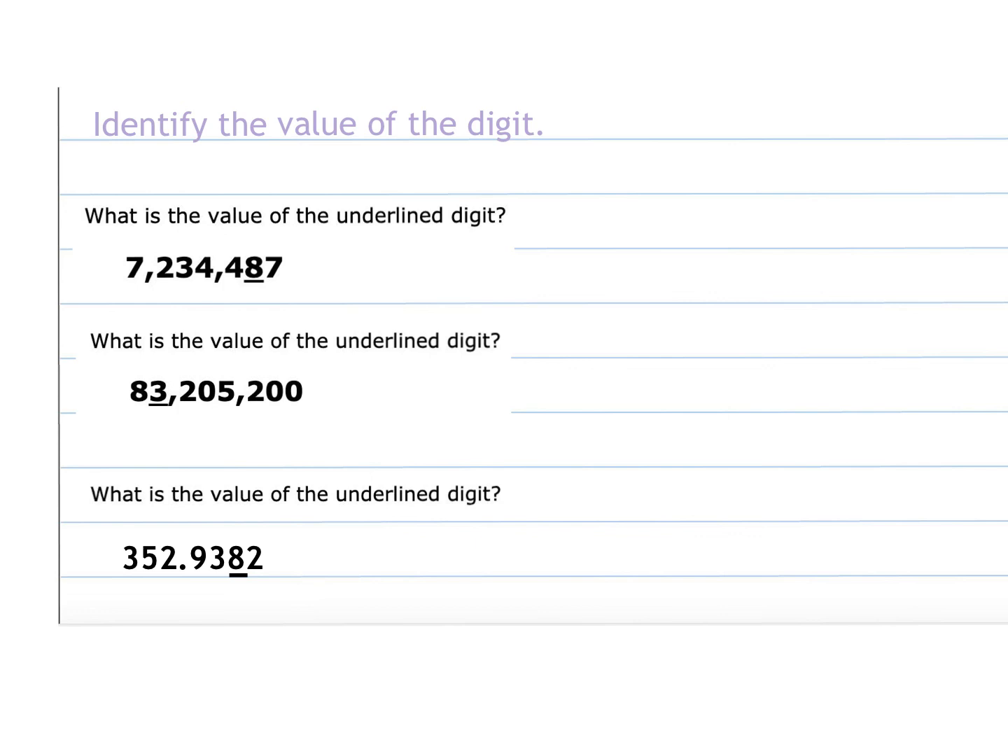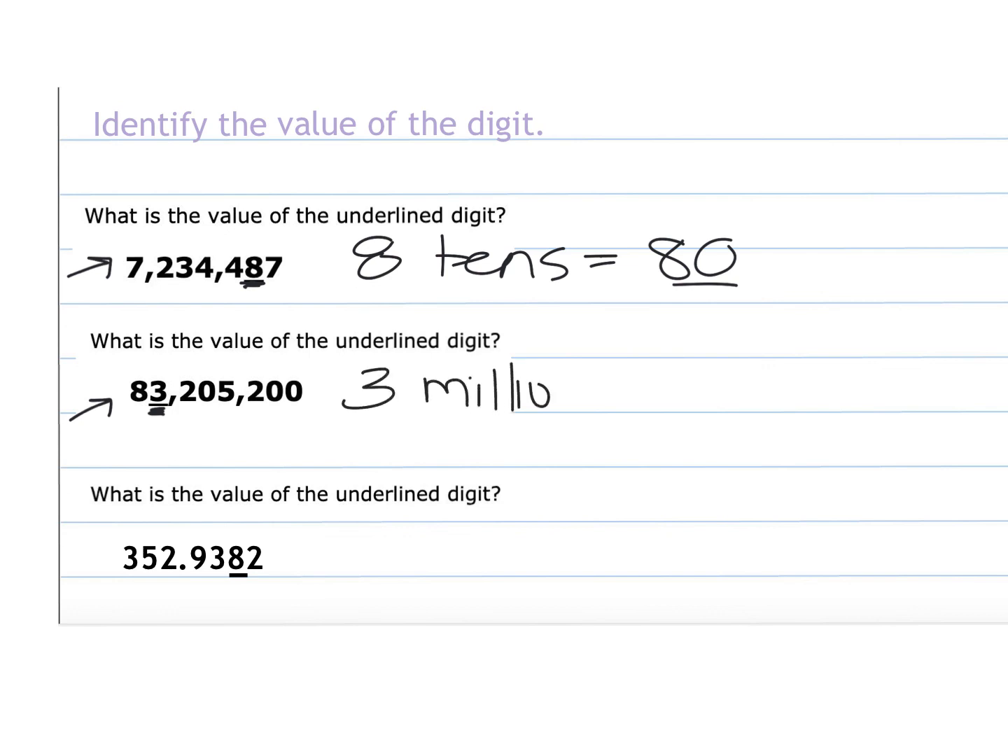So our first number is 7,234,487. The 8 is underlined. 8 is in the tens place. So we have 8 tens, which is going to give us 80 as our value for 8. We have 83,205,200. The 3 is underlined. That is in the millions place. And remember to use that chart, or if you don't have it, you can always pause the video and go back and look at the chart.